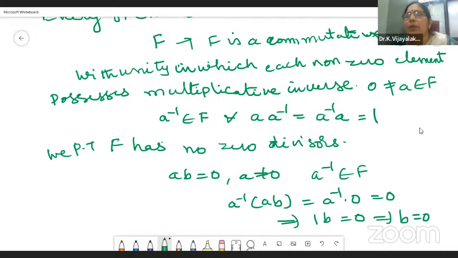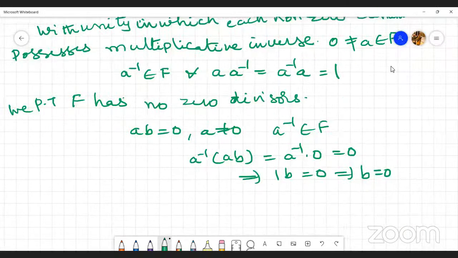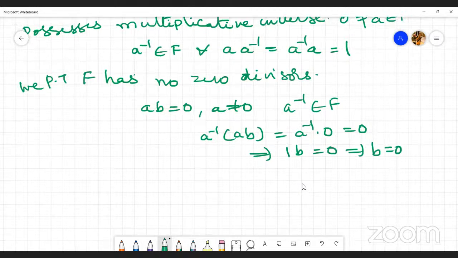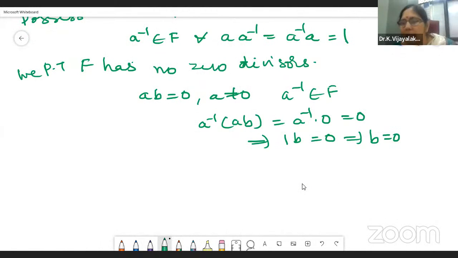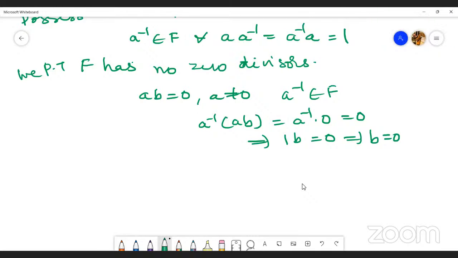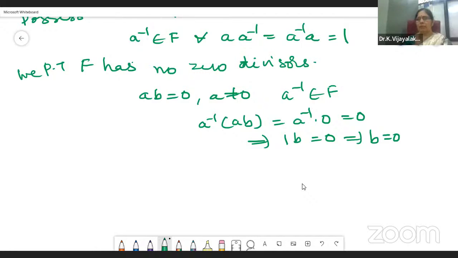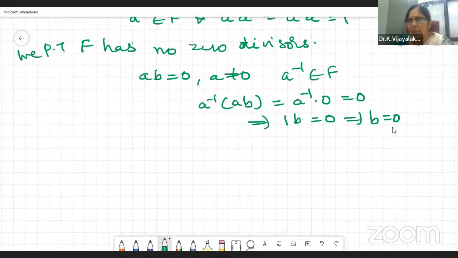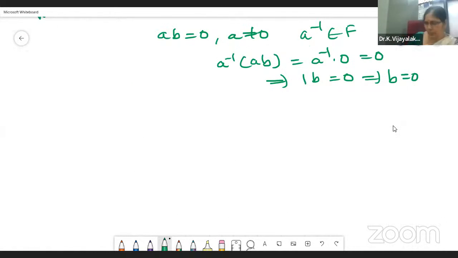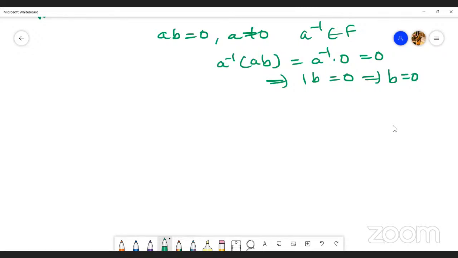Students, screen visible now? Yes, madam. See, for the last half an hour it was not visible. Hello? Yes, madam. Okay, immediately you tell me whenever the screen is not visible. I thought I was writing on the screen and telling. Okay, madam, no issues.